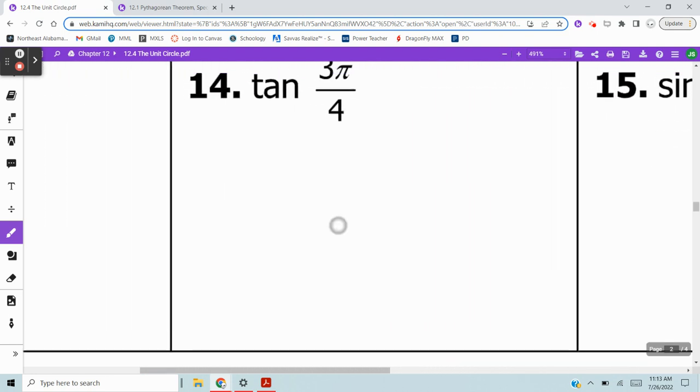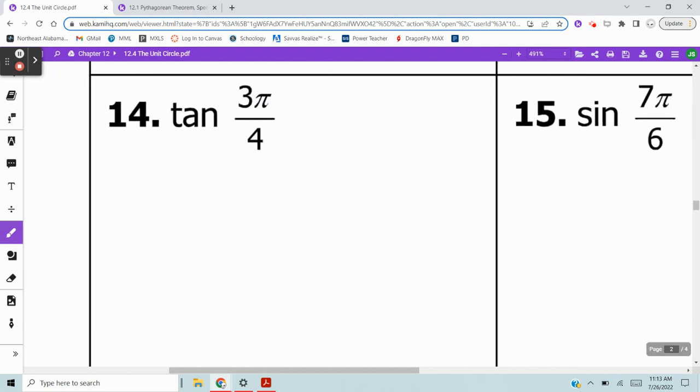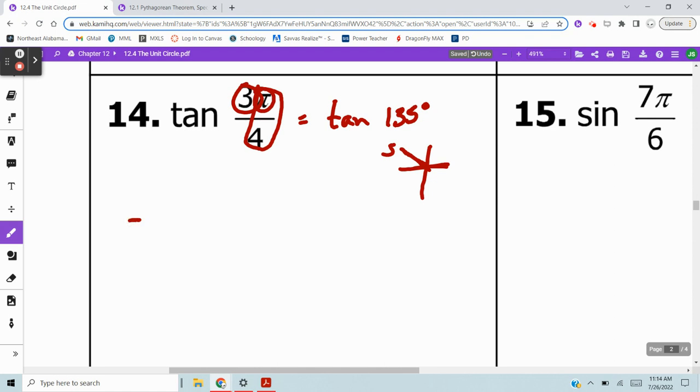Got three more. The tangent of 3 pi over 4, 180. 180 divided by 4 is 45 times 3 is 135. So we're doing the tan of 135 degrees here. Sketch it. 135 is going to be between 90 and 180. So it's in the second quadrant. All students take calculus. Sine's the only thing positive, so therefore tangent is negative.